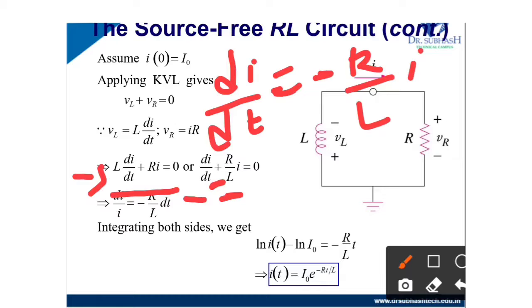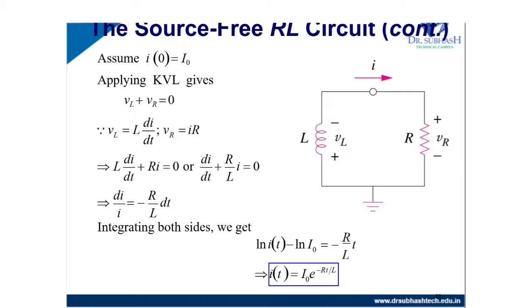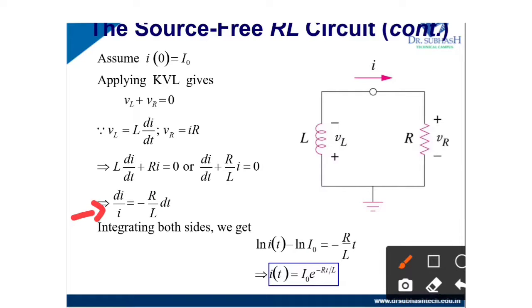Now the i term is in multiplication, so when it goes to the other side it is in division. In the same way, dt is in the denominator, and on the other side it will be in the numerator. So finally we get di by i equal to minus R by L dt. Now we integrate both sides.